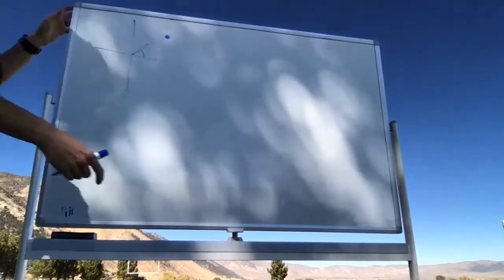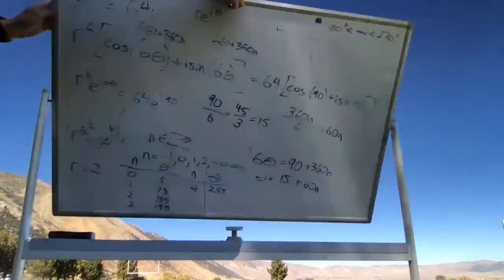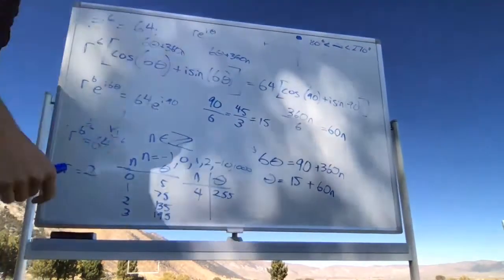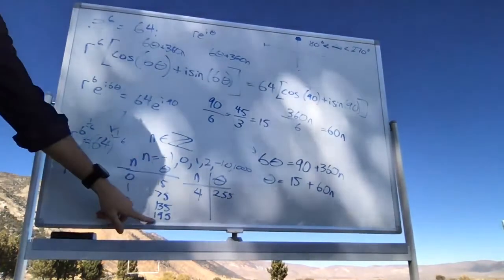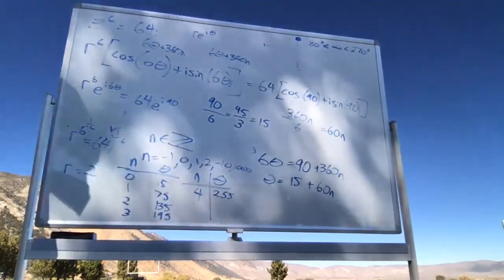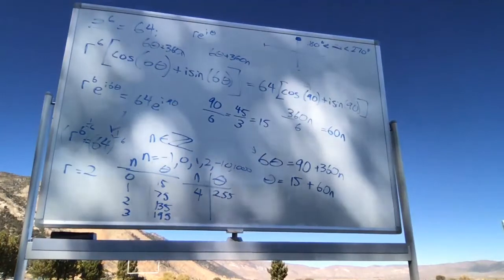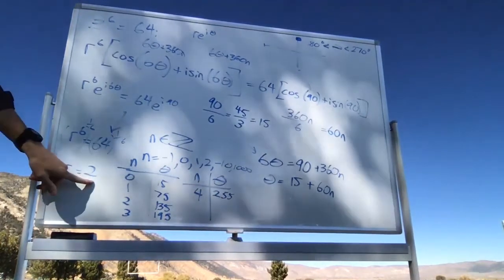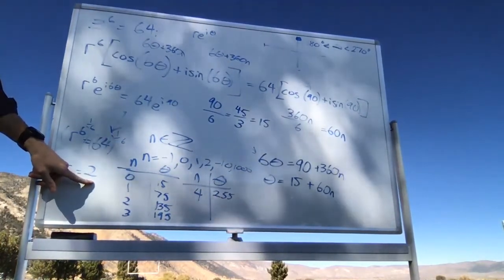I've shown you guys on this side of the whiteboard that my starting angle could be either 195 or 255. Both of those will be solutions. And then how far do I move at that angle? I move a distance of 2, a modulus of 2.